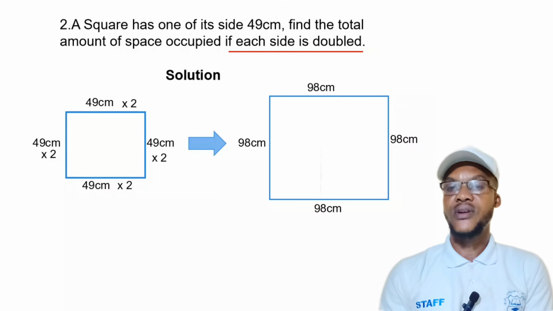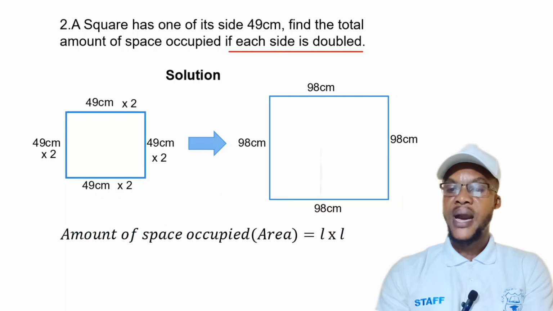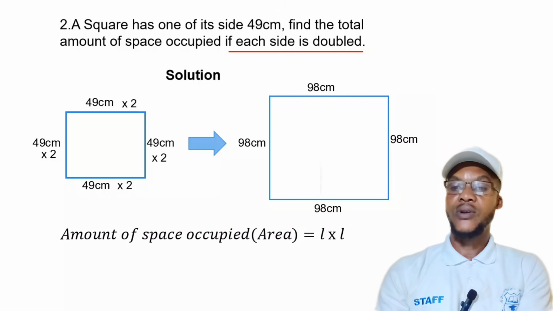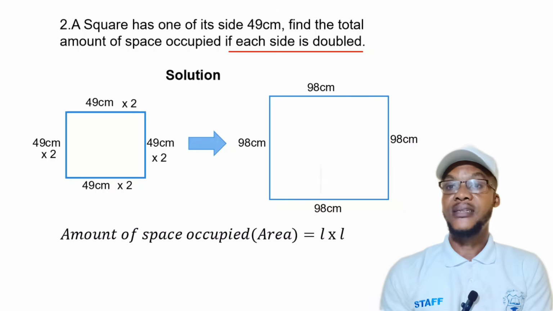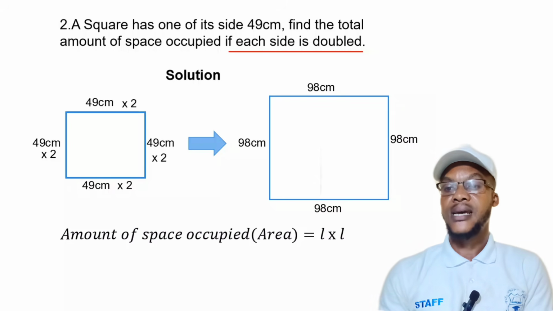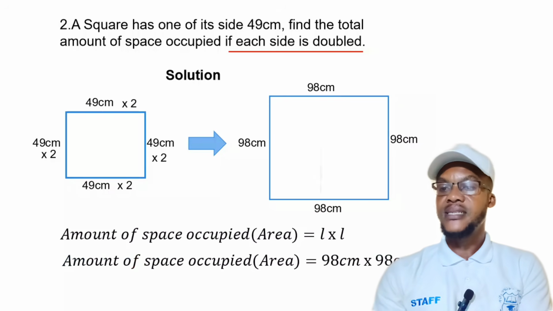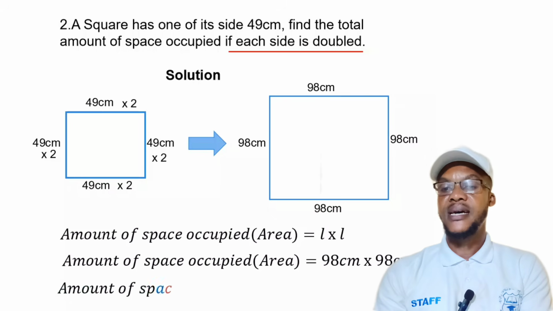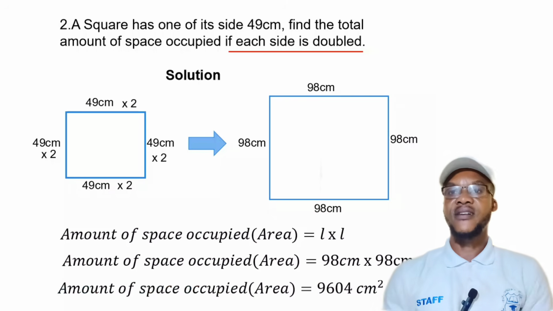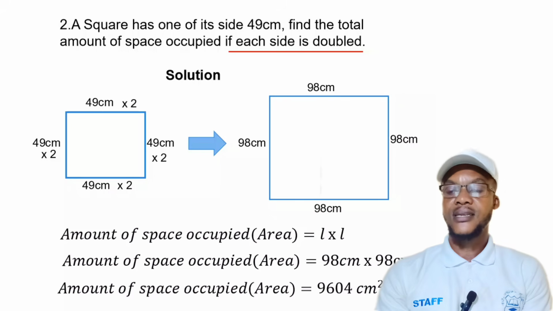All right. So once you have this one, then you go ahead and find your area, and you know how to find the area of a square. Yes, so we know that for the amount of space occupied in that square, that is the area. It is length times length, because all the lengths are the same. And at the end of the day, when you are finding the area of a rectangle or a square, you pick two sides and multiply. All right, so we multiply 98 centimeters by 98 centimeters, and that is going to give us 9,604 centimeters squared. So very, very interesting. It's very, very easy.